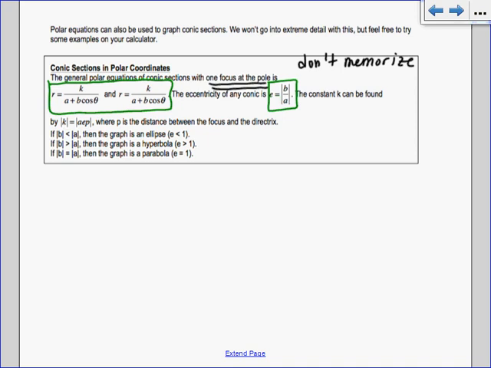So for a parabola, there's only going to be one focus, but for an ellipse and a hyperbola, there will be 2. And there's lots of other things that you can know about these graphs, but I'm not going to ask you a lot of terrible questions about them. It's really just going to be kind of on the graphing calculator test.